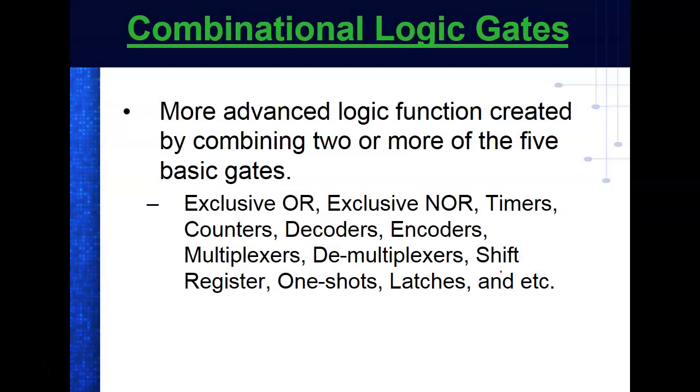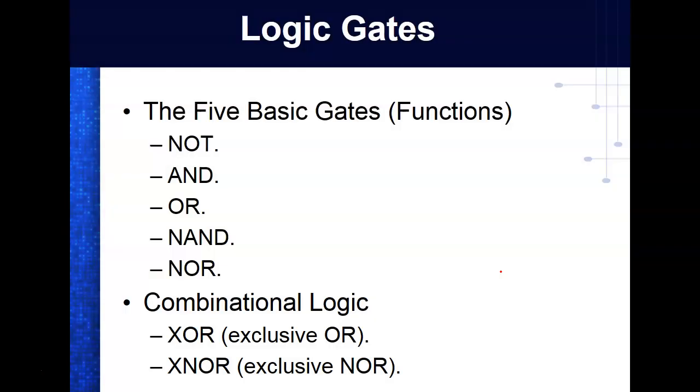More advanced logic functions are created by combining two or more of the basic gates. So we can do exclusive OR, we can do exclusive NORs, we can make counters, we can make timers, we can make decoders, encoders, multiplexers, demultiplexers, shift registers, one-shots, latches, and it goes on. But all these devices are made out of 5 basic gates, which is pretty neat. And that's why we call them basic gates.